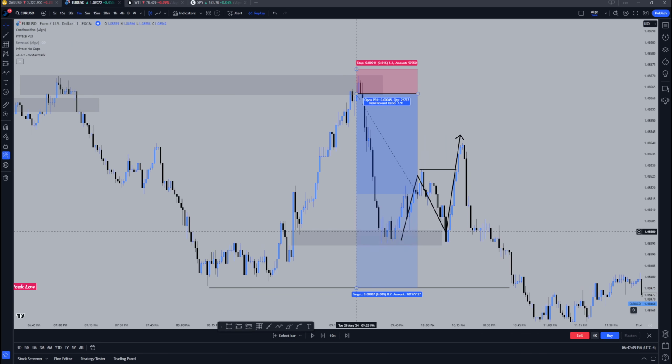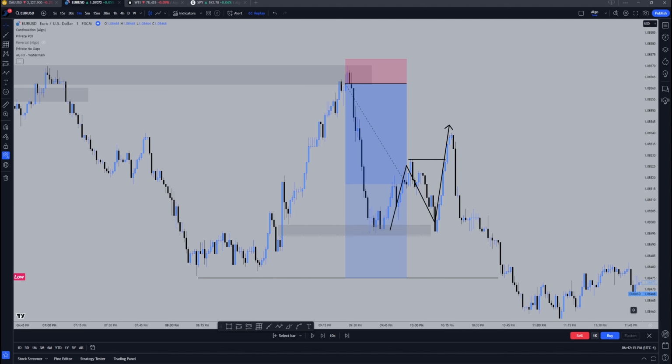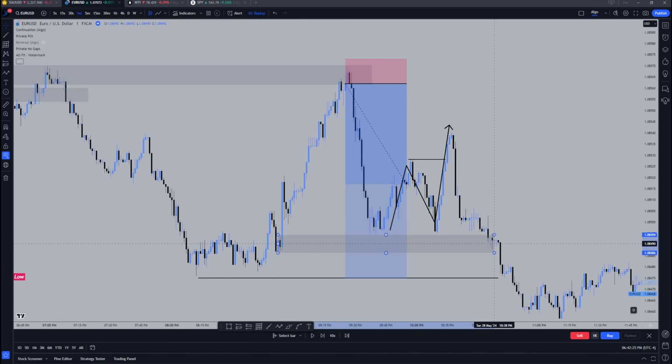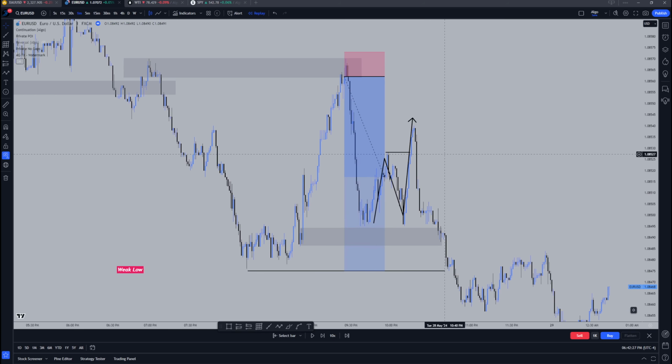This is also why people are marking these wrong. People mark this as a fair value gap. I don't use fair value gaps as my POIs to enter off of. I only use them for entries. I don't use them for POIs. I'm looking for areas to enter. My POI would have been here. So I wouldn't have taken this trade at all.